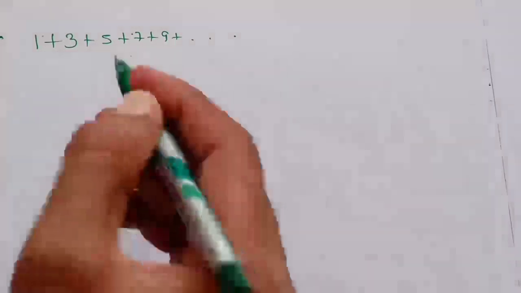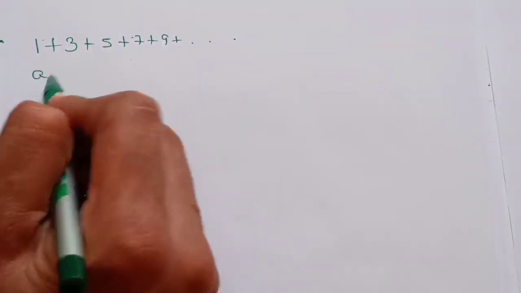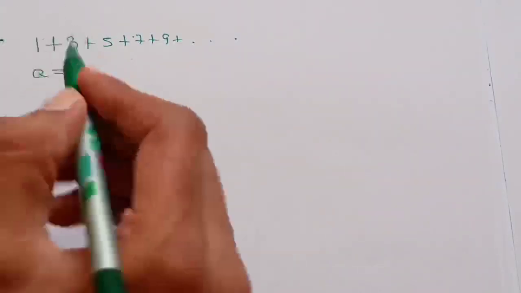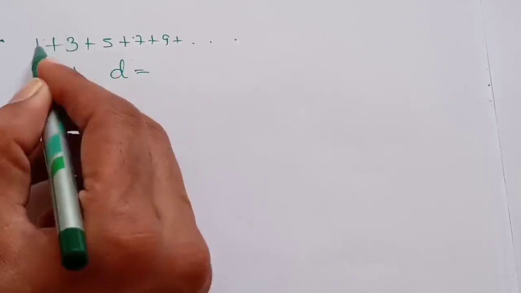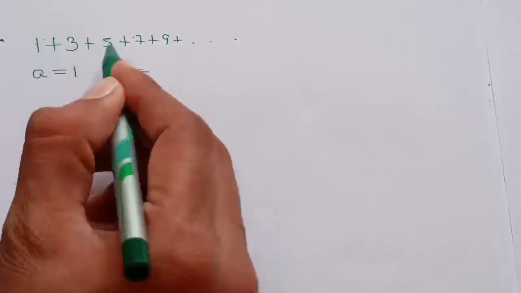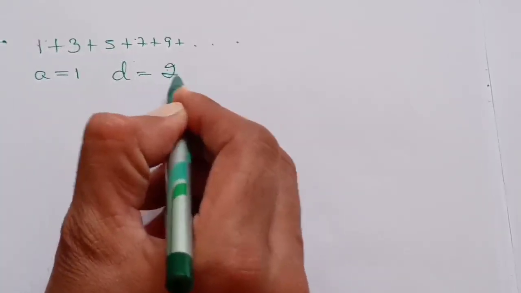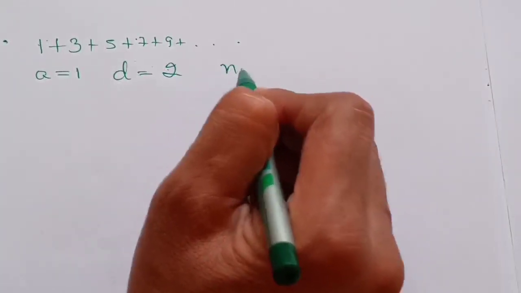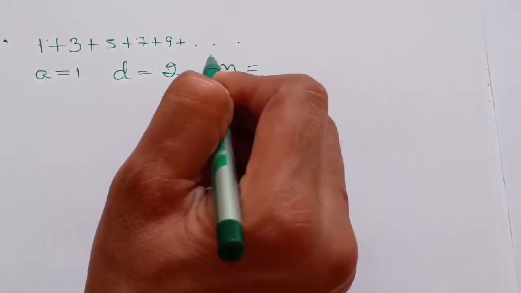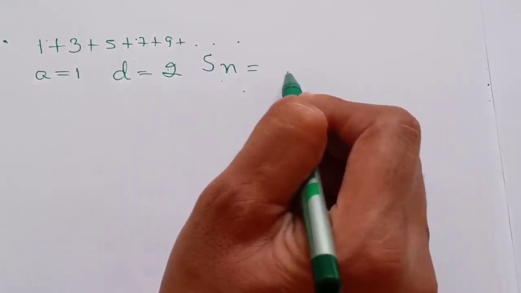Okay. Now the value of a will be the first term, 1, and what is the common difference? A2 minus A1, 3 minus 1, 5 minus 3. So the common difference will be 2. So what you need to find? You need to find the sum of the n terms. So you need to find Sn equals question mark.